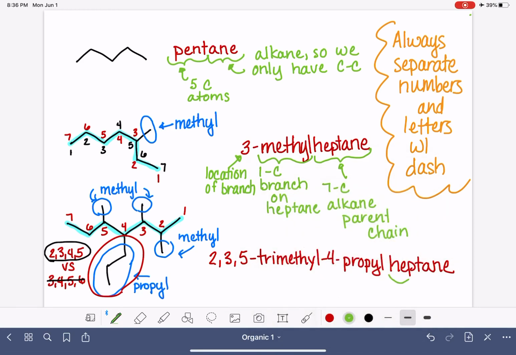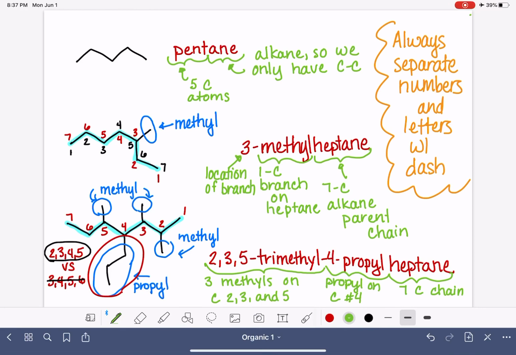And let's dissect it like we did in the previous example. So what do all these different things mean? Heptane tells us that we have a 7-carbon chain. We have 4 substituents on this molecule. So this 2,3,5-trimethyl tells us that we have 3 methyl substituents on carbon 2, 3, and 5. And 4-propyl tells us that we have a propyl substituent on carbon number 4. And let's finish by adding a note. We've got always separate the letters with dashes, and we'll see if we can squeeze it in here. And we're going to separate numbers with a comma.